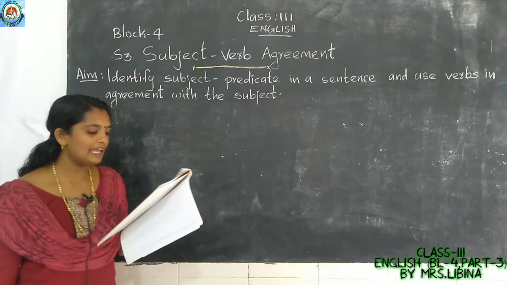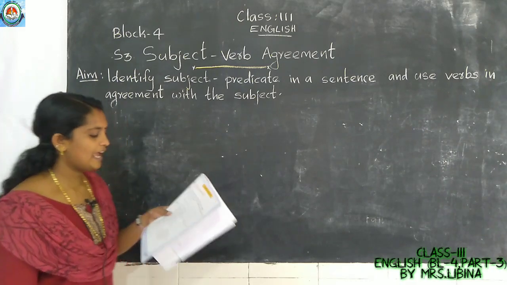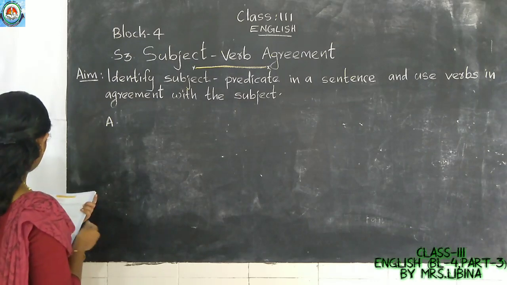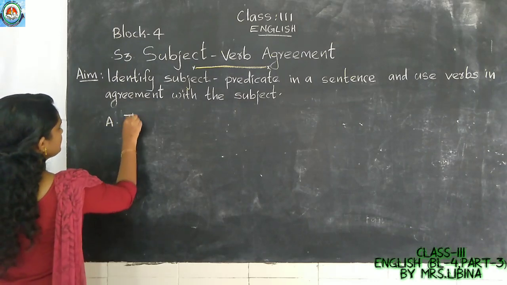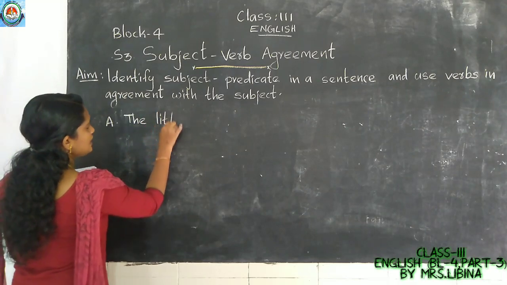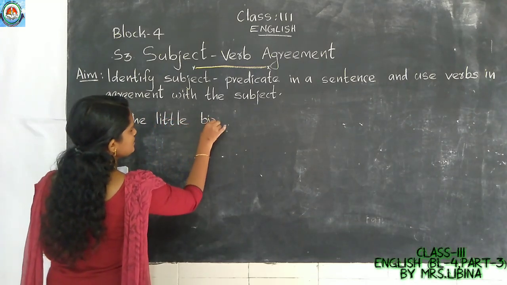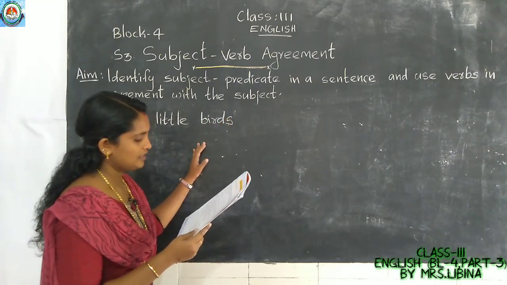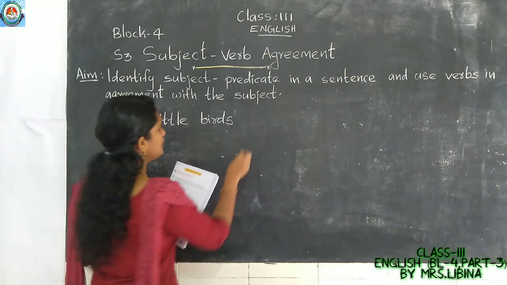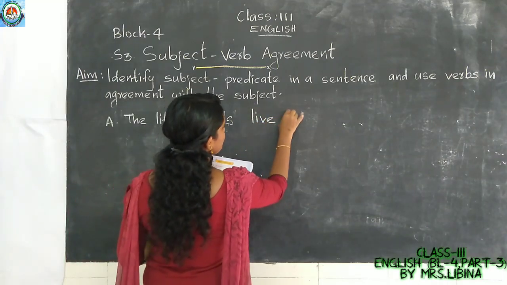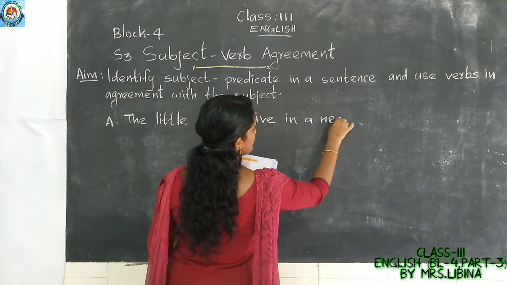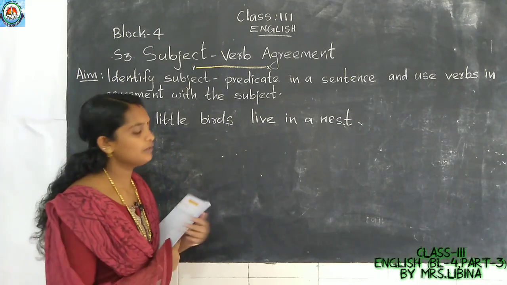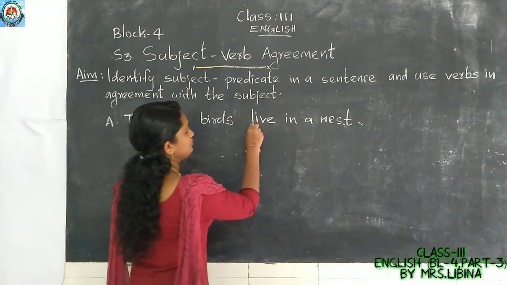Here it is given, a little bird lives in a nest. A little bird is singular. So what we will write? A little bird, we will write the little birds. Okay, I have changed a little bird into the little birds. The little birds live or lives, live in a nest. Okay, you have to say the answers. The little birds live in a nest.